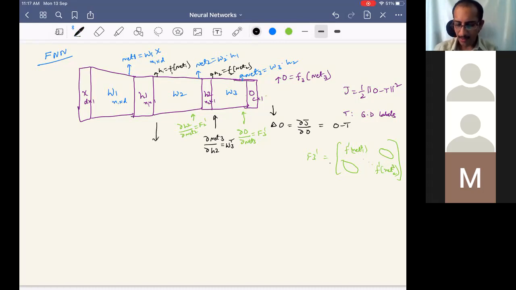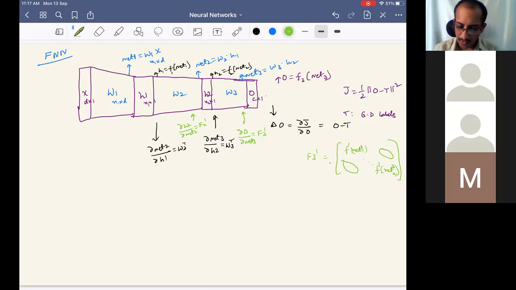We can write here back propagation. What is the local gradient here? Dou net 2 by dou H1. Very good. And the answer will be W2 transpose.